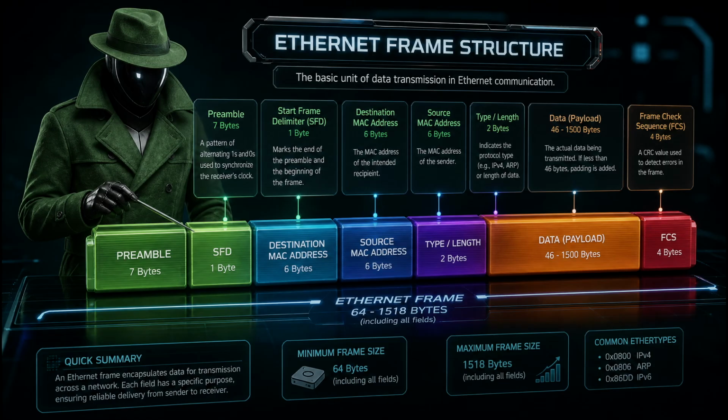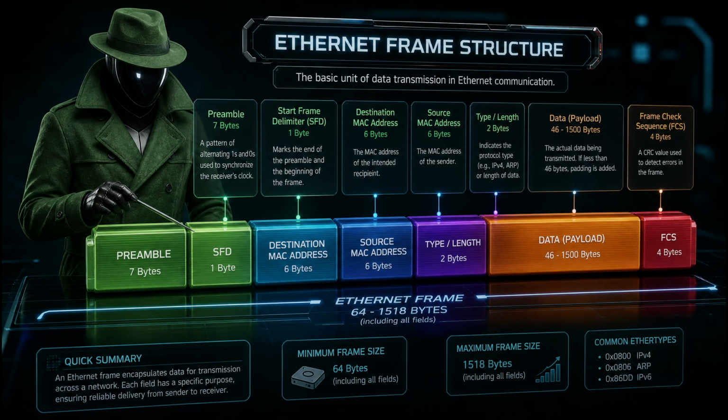Next is the destination MAC address, 6 bytes long. Tells the switch or NIC exactly where this frame belongs. Followed by the source MAC address, another 6 bytes wide. Identifies who sent the frame.